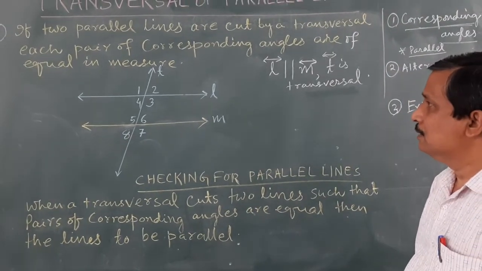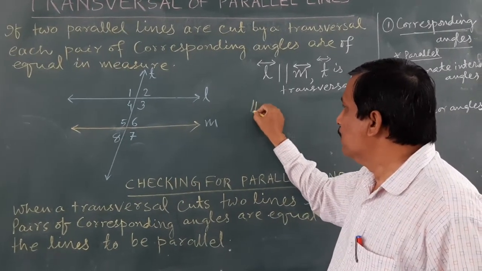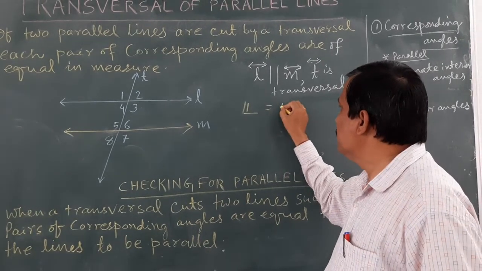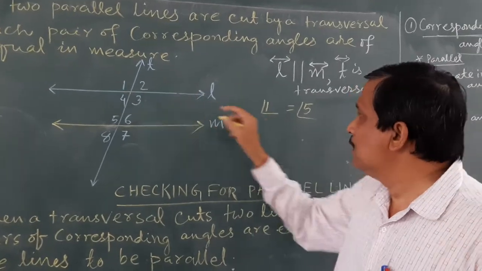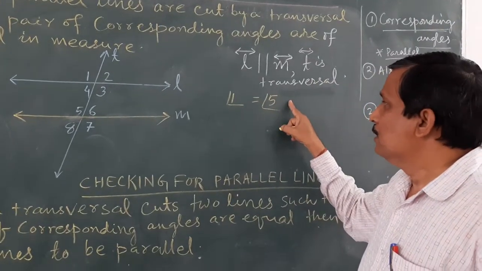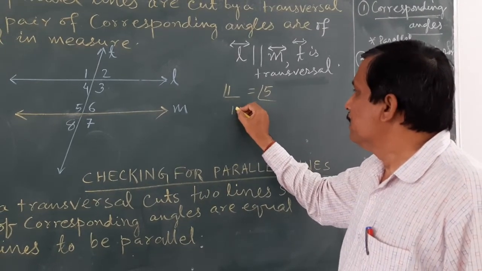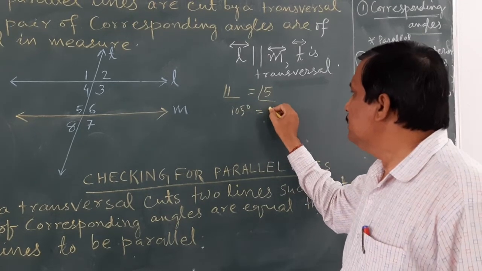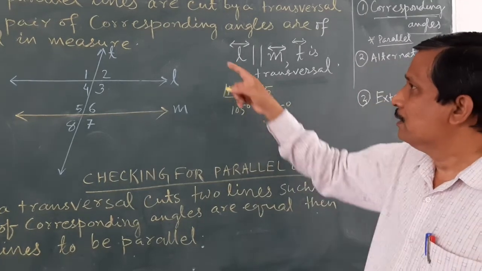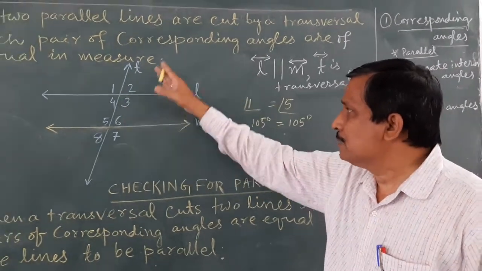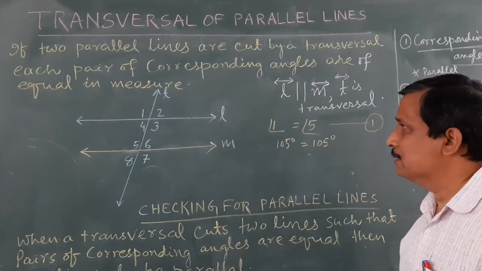So what you will see, that I have discussed earlier, angle 1 is corresponding to angle 5. So automatically you will see that these corresponding angles, that 1 equal to 5. If suppose angle 1 is 105 degree, so automatically angle 5 also 105 degree, because our theorem is, if a transversal cuts two parallel lines, then the corresponding angles are equal. This is first corresponding angles.